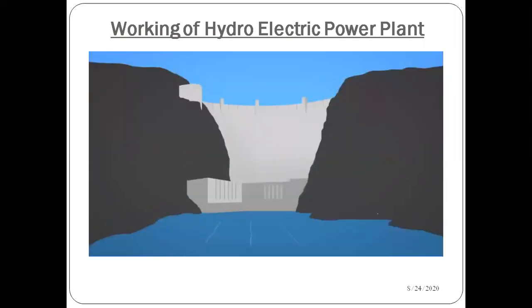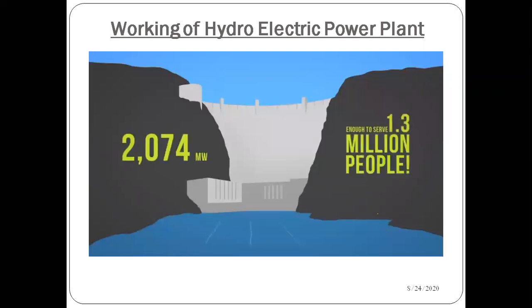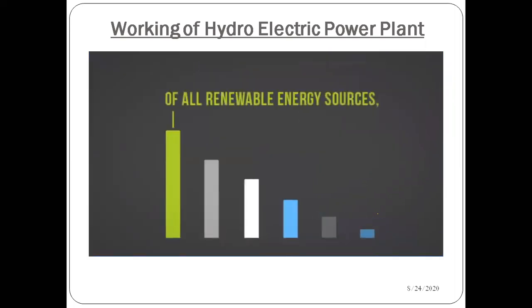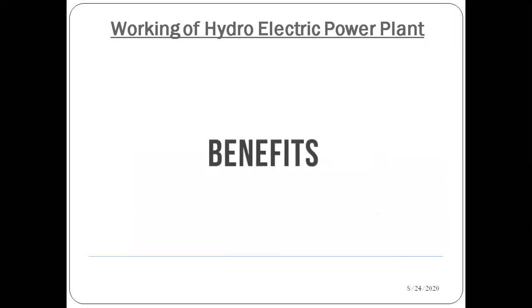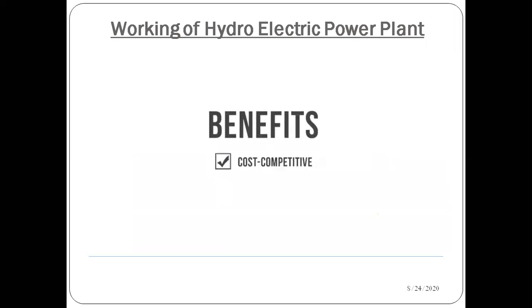Hoover Dam in the United States is a whopping 2,074 megawatts, which is enough to serve 1.3 million people. Of all renewable energy sources, hydropower holds the largest share of worldwide electricity production. Hydropower has several benefits. It is a cost-competitive form of electricity, even though the initial building cost can be high.